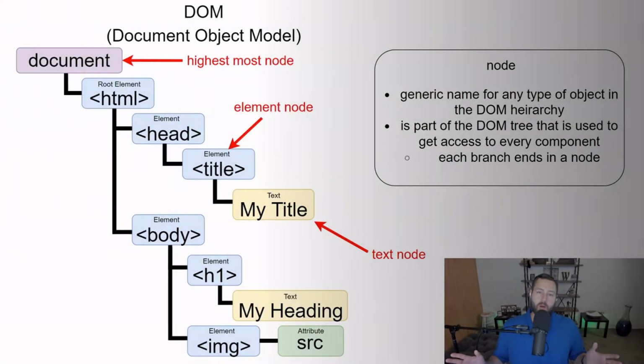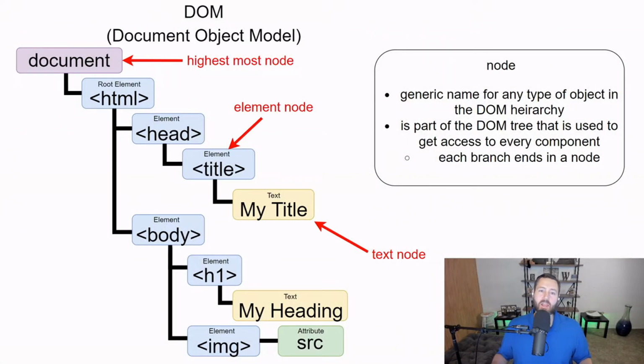A node is part of the DOM tree, and it's used to get access to every component. If you take a look at the DOM tree, every single branch is going to end with a node. So this is a node, and even attributes are a node. So even though our text here for our title element is not an element, it's still a node, so we can still change it using the DOM. Just a little bit more terminology that we have to cover as we go forward.